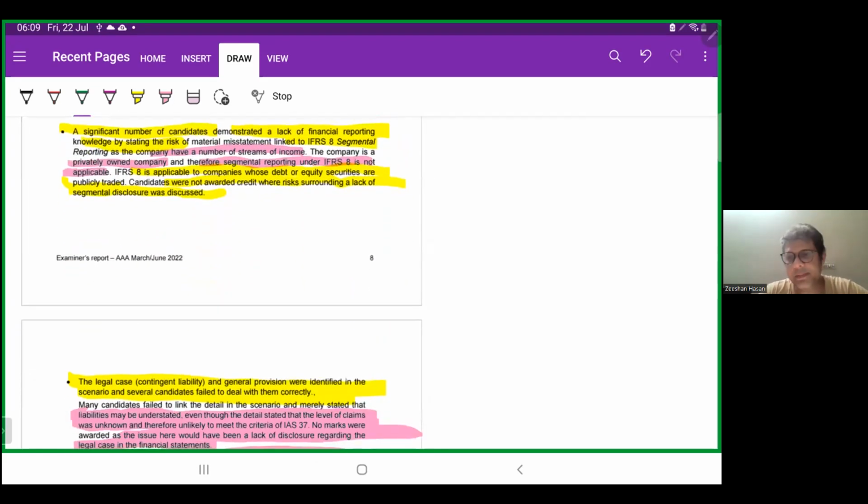Now, major blunders. A significant number of candidates demonstrated a lack of financial reporting knowledge by stating the risk of material misstatement linked to IFRS 8 segmental reporting. The company has a number of streams of income. The company is a privately owned company, and therefore segmental reporting under IFRS 8 is not applicable because it is not a listed company. IFRS 8 is applicable to companies whose debt or equity securities are publicly traded. So candidates were not awarded credit where risk around lack of segmental disclosure was discussed.